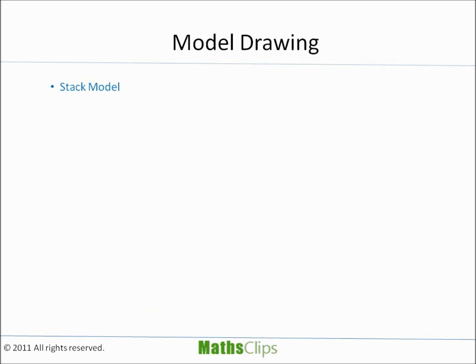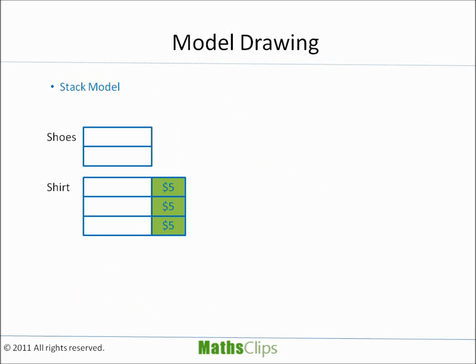The next one is a stacked model. In a stacked model, it looks very similar to both the part-whole model and the comparison model. For example, Jane bought 2 pairs of shoes and 3 shirts. The cost of each shirt is $5 more than the cost of a pair of shoes.